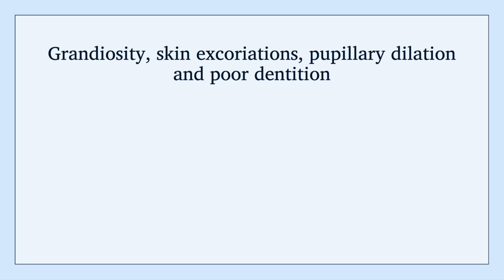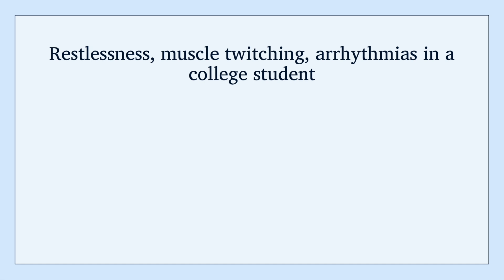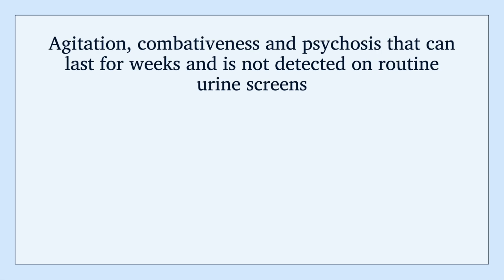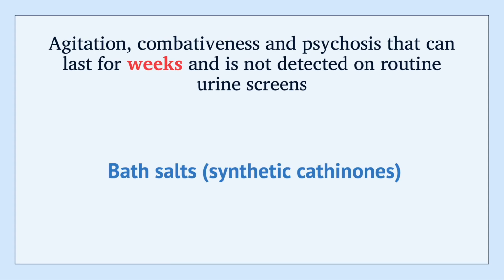Grandiosity, skin excoriations, pupillary dilation, and poor dentition. This is meth intoxication. Restlessness, muscle twitching, and arrhythmias in a college student. This is caffeine intoxication. Agitation, combativeness, and psychosis that can last for weeks and is not detected on routine urine screen test. This is bath salts, so what kind of gives it away is the fact that the symptoms have lasted for weeks. That long period is indicative of bath salts.